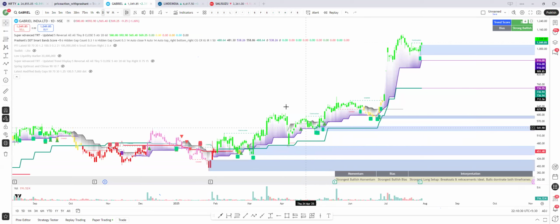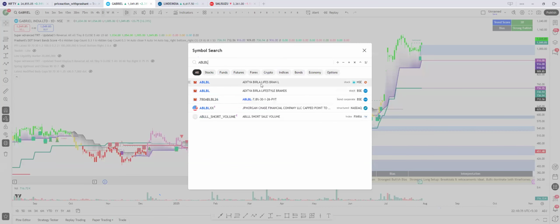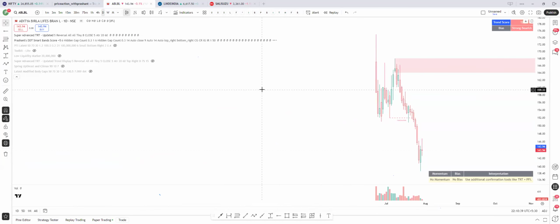ABLBL. Aditya Birla Live. So this stock is a recent IPO. It is in downtrend, and I don't know where the bottom will form. I don't know how low it will go. What will happen to this stock? Because I cannot predict the future.